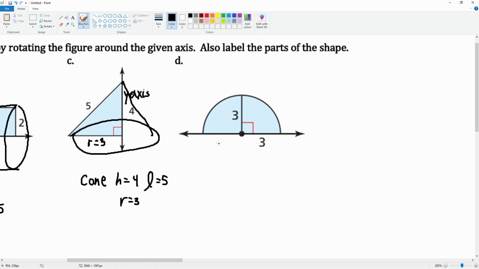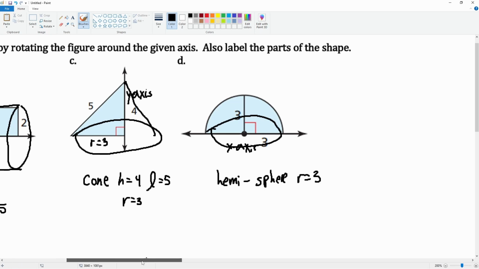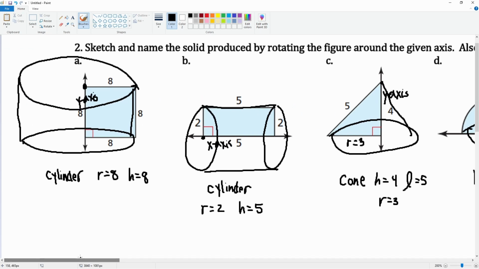Next, when we rotate this around the x-axis, notice that it forms a circle right here, and right here this becomes a hemisphere. And the hemisphere will have a radius of 3. There you go. That's what happens when you rotate these figures.